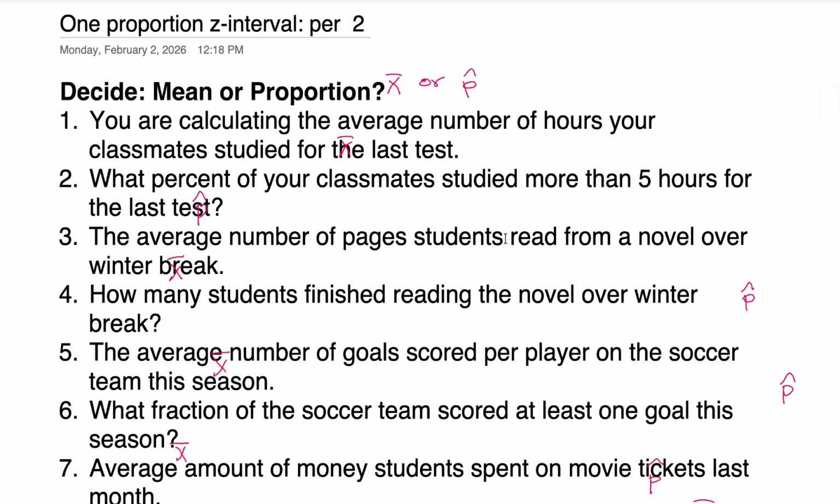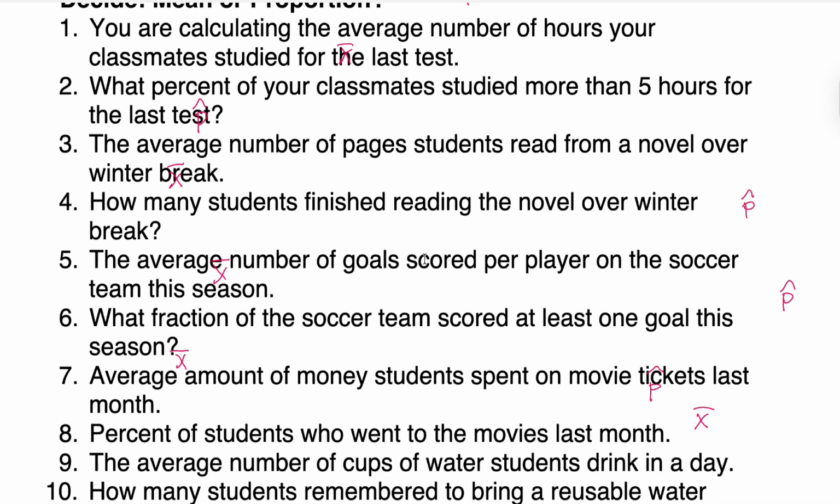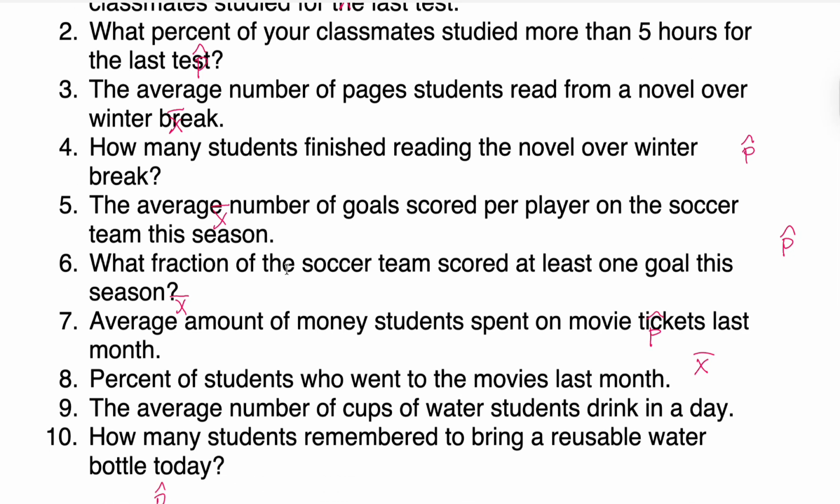The average number of pages students read from a novel over winter break. Average, this should be a mean. How many students finish reading the novel over winter break? How many students? This should be a proportion. The average number of goals scored per player on the soccer team this season. Average, mean. What fraction of the soccer team scored at least 1 goal this season? At least 1. This reminds you to be a proportion.